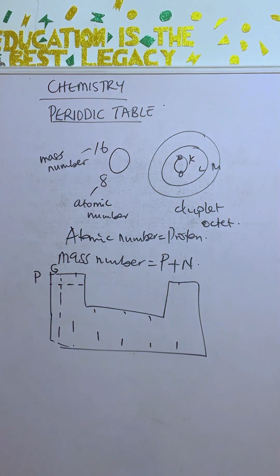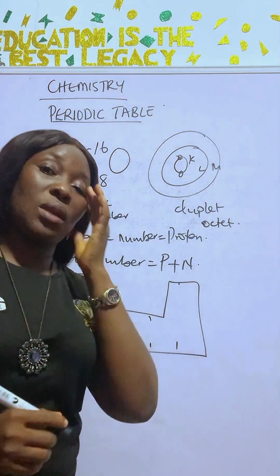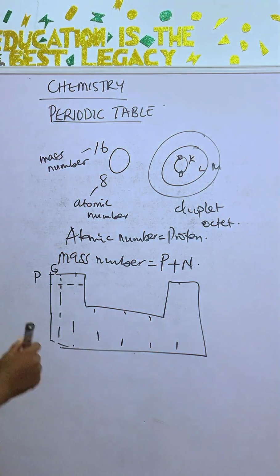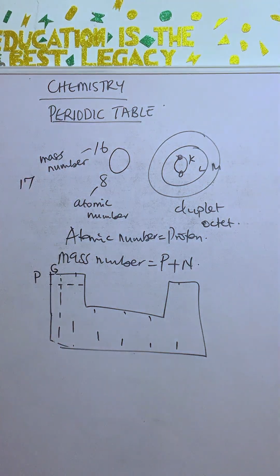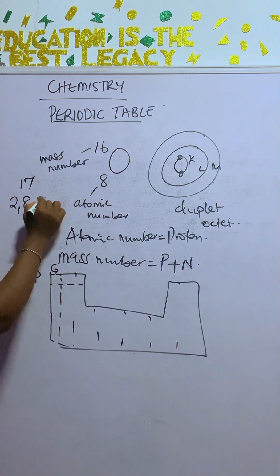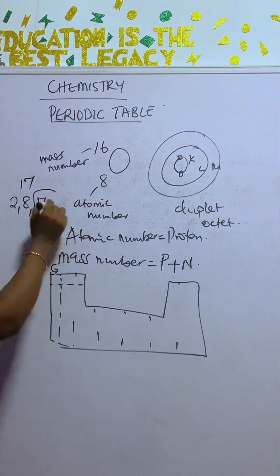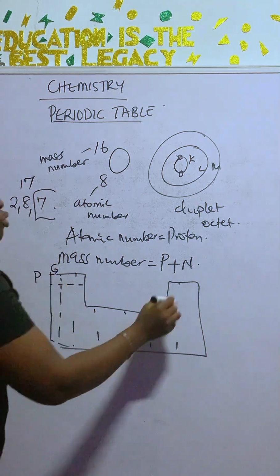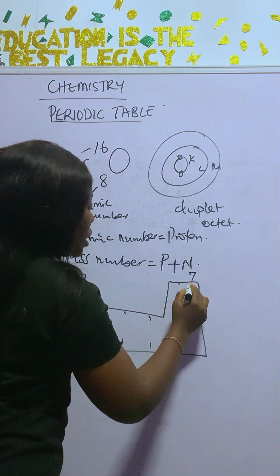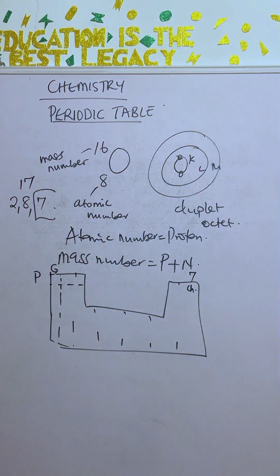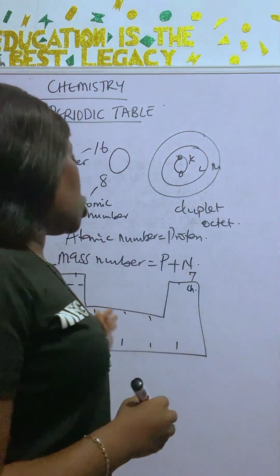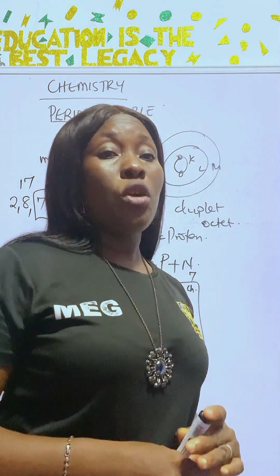It's called the valence electron. Now, what will determine that an element belongs to a particular group? Let's take chlorine, for example. Chlorine is 17. If I do the electronic configuration of chlorine, it's going to be 2, 8, 7. Now, the valence electron here is 7. So chlorine belongs to group 7 of the periodic table, which is called the halogens, because each of these groups has a name. Is it okay? Each of the groups has a name.